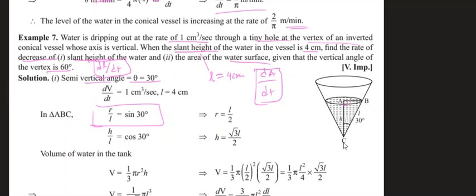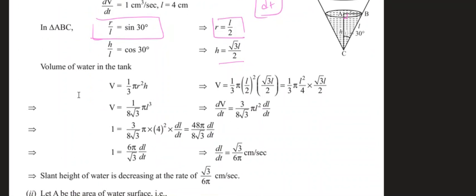So based on that, now we can give H also in terms of L. So H by L is equal to what? That is cos 30, is it not? So cos 30 we know is root 3 by 2. So H is equal to root 3 L by 2. So we have R in terms of L and H in terms of L. So everything can be converted in terms of L only, is it not? Now we have the volume of the water tank.